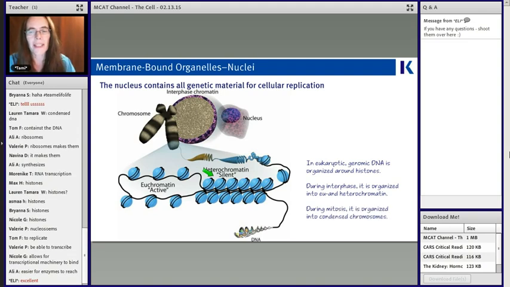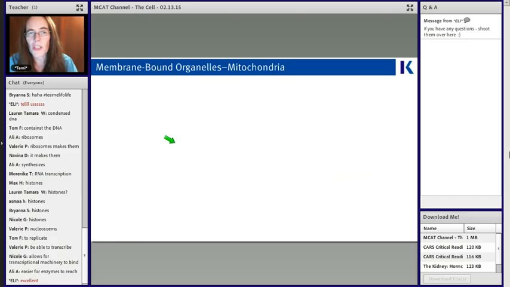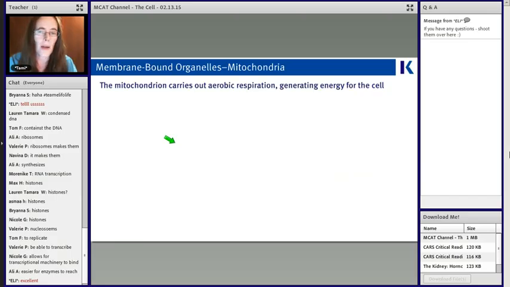And then finally, when we look at this again in mitosis, we get these nice condensed chromosomes. These are the things that we think about when we're thinking about sister chromatids separating during mitosis. All right, so that's all we're going to do with the nucleus. Now we're going to switch gears and we're going to start talking about the mitochondria.